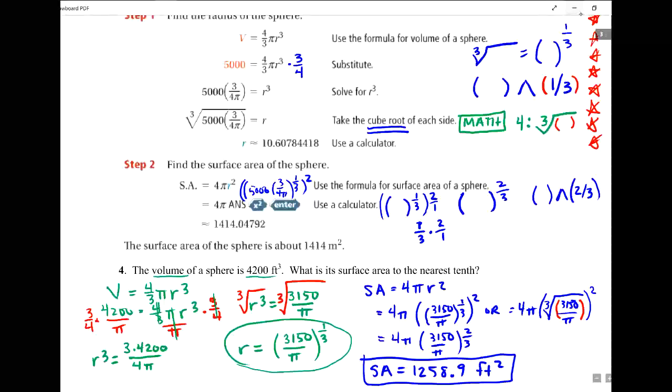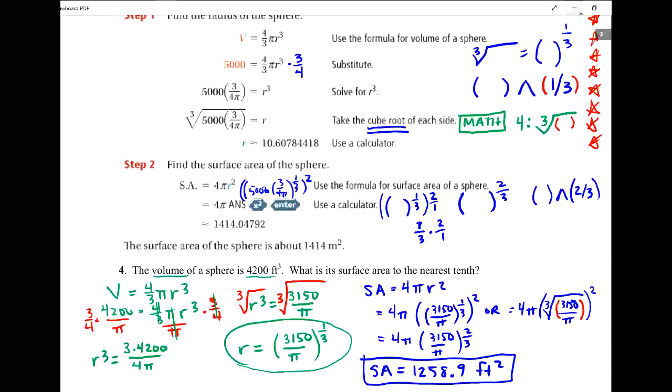If you're going to put it in as a cube root in your calculator, make sure you use those internal parentheses as well. Your calculator follows order of operations, and you're going to have to be careful. This is the math button here. This is simply exponents. And we remember that our exponents, a power to a power, multiplies. So in my calculator, I'm going to put 4 times pi times, I'm going to use parentheses, 3150 divided by pi, and then I'm going to up hat and use parentheses 2 over 3. Either way, you will get exactly the same answer, the surface area of 1,258.9 feet squared. This time it did ask us for the nearest tenth.